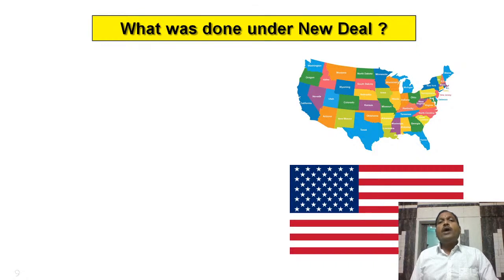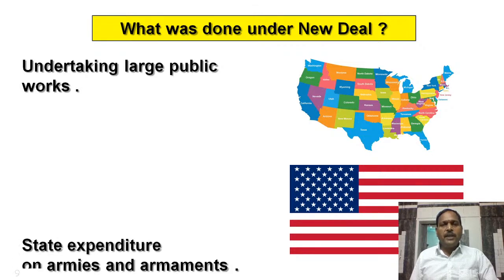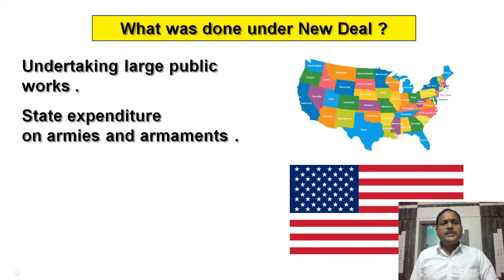In the USA, what was done under the New Deal? He proposed the New Deal and implemented it. How did he implement it to get rid of the Great Depression? The first one is he undertook large public works. He spent the government's money, the state's money, to undertake the large public works. Next, the state expenditure on armies and armaments. He established many armament factories in order to generate employment and also armament production.